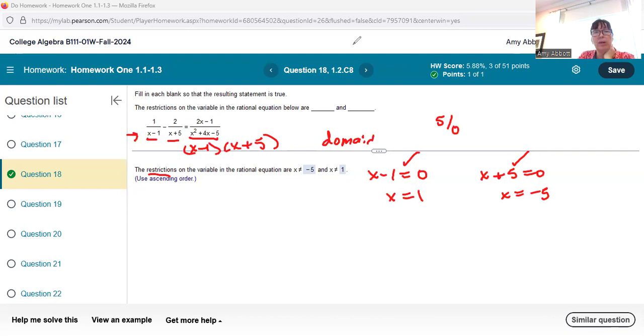Let me stop my share on that. All right, give me a second. I have to share the screen each and every time. It's annoying. All right, let me find you.